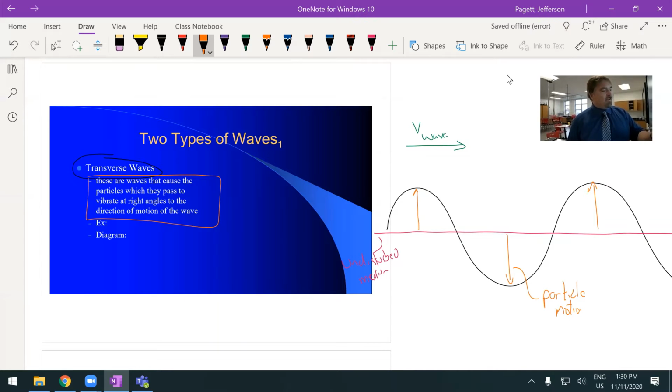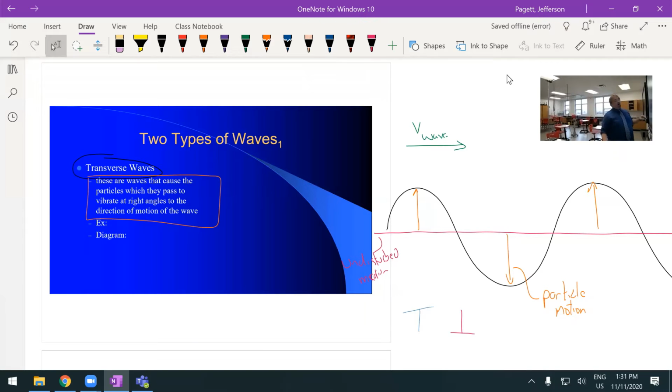is perpendicular to that. And so the way that I like to remember it is, transverse starts with the letter T. Well, T, if I invert it, is just a perpendicular sign. And so I remember, oh, it makes the T. That means the particles are moving perpendicular to the rest of the wave. Okay, so that's what a transverse wave is.